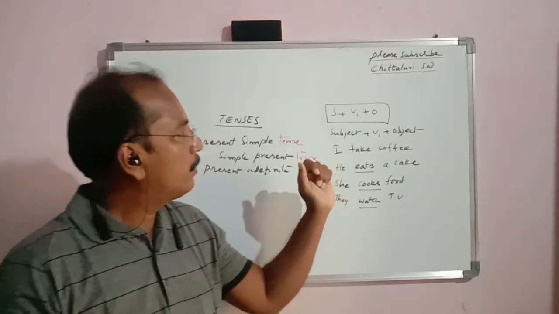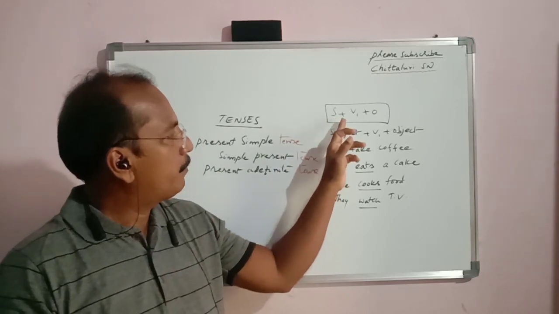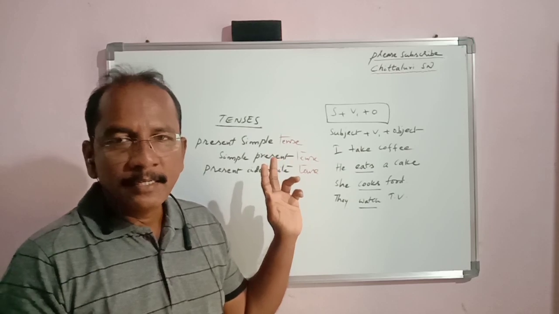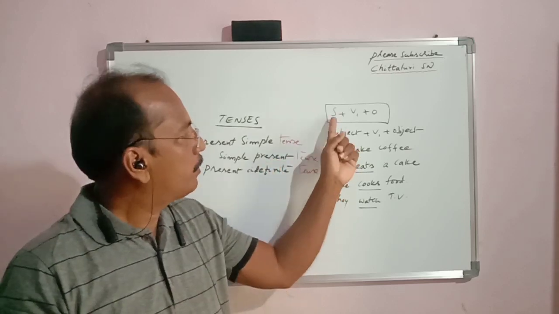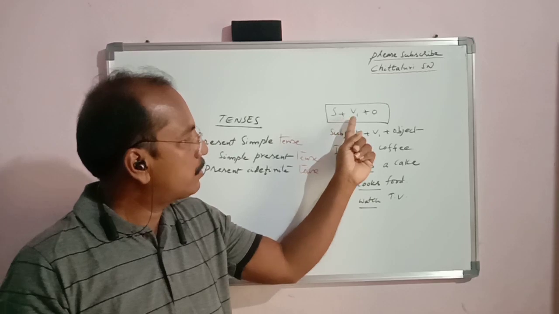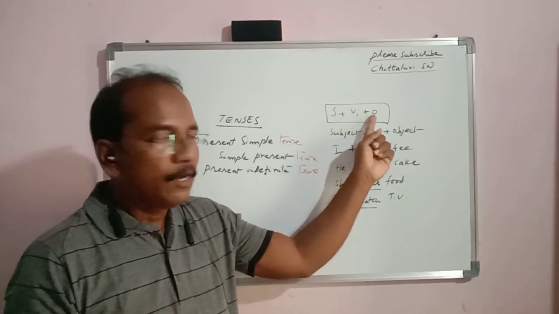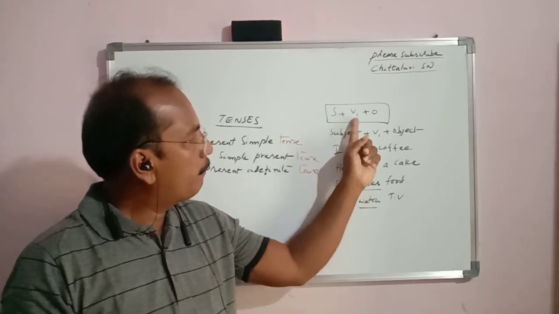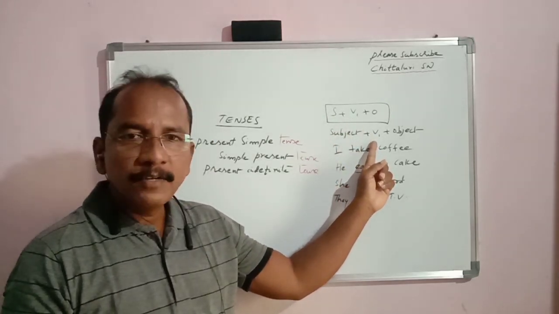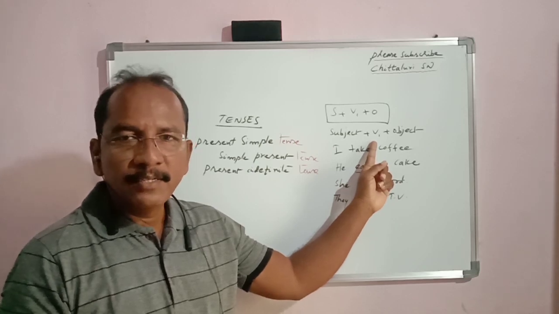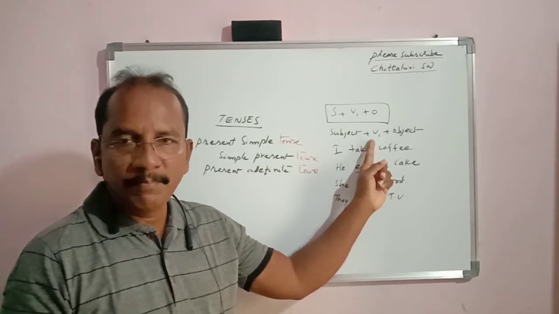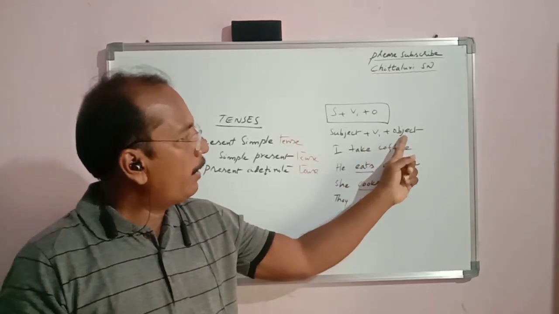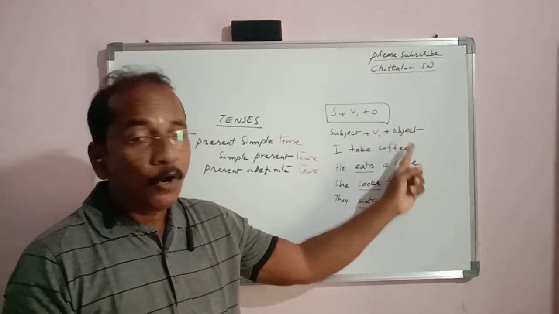See here, the structure of the form of this present simple tense sentence is subject plus V1 plus object. S for subject, V1 for first form of the verb, that is base form, and O for object.